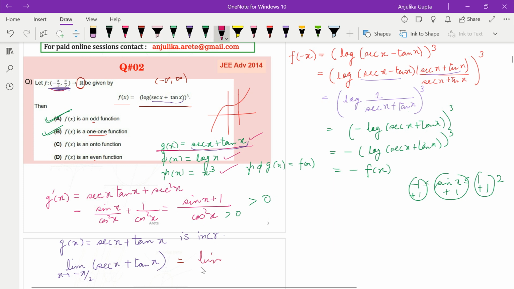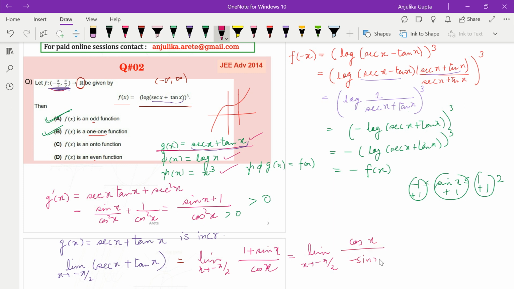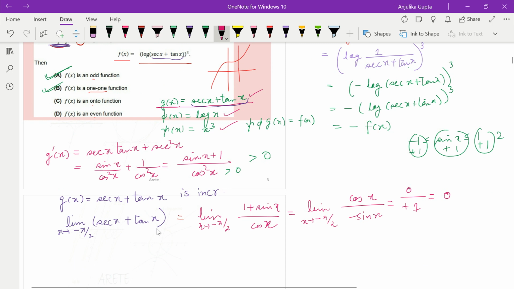Let's again convert it into sine and cos. If you convert it into sine and cos, you will end up getting this, right? Secant is 1 over cos, and tan is sine over cos. Now what do I do? Again 0 by 0, right? So let's apply L'Hopital's. 1 plus sine x, what's the derivative? Cos x. Cos x derivative is minus sine x. Can I plug in now? Absolutely yes. Cos of negative pi by 2 is 0, and sine of negative pi by 2 is negative 1. So I am getting a 0. So at negative pi by 2, secant x plus tan x is getting 0.